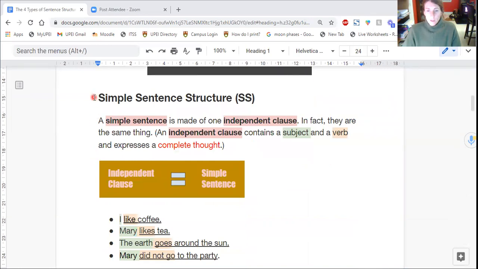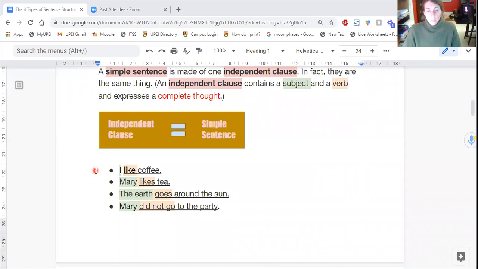Simple sentence structure, or SS. A simple sentence is made of one independent clause. In fact, they're the same thing, an independent clause and a simple sentence. An independent clause contains a subject and a verb and expresses a complete thought.